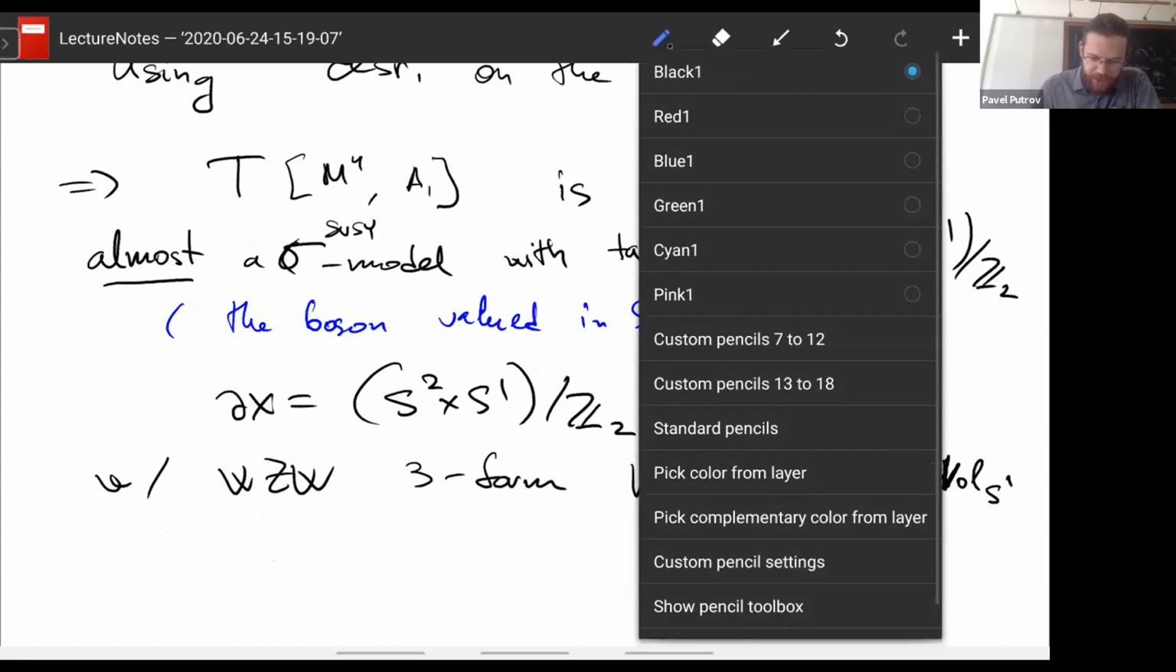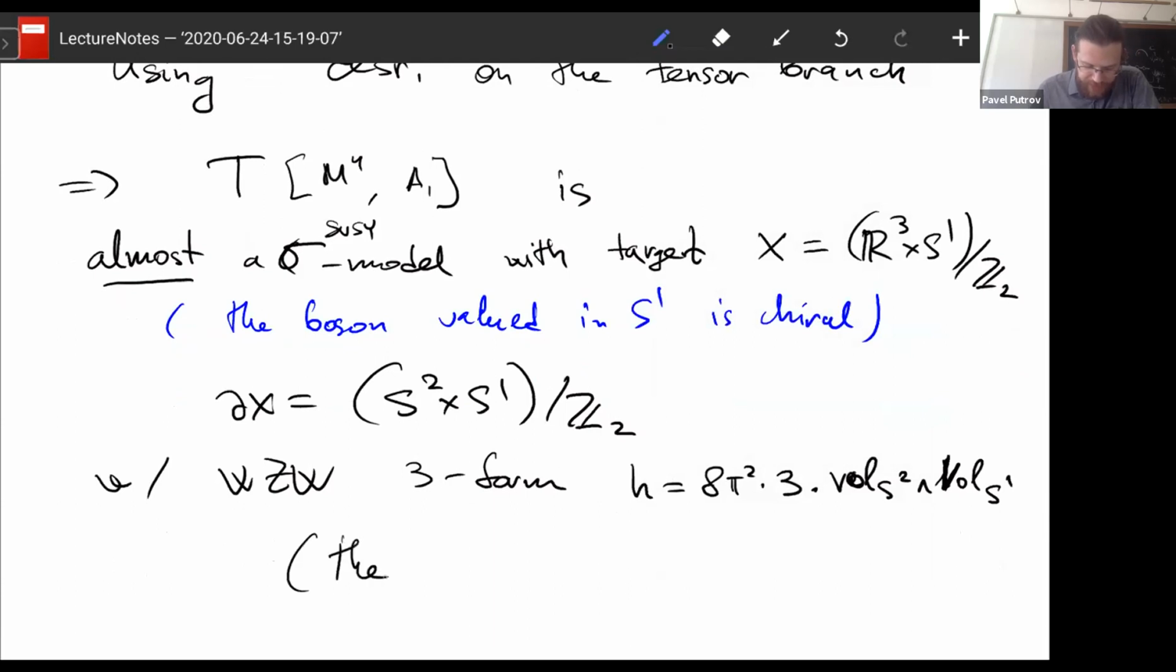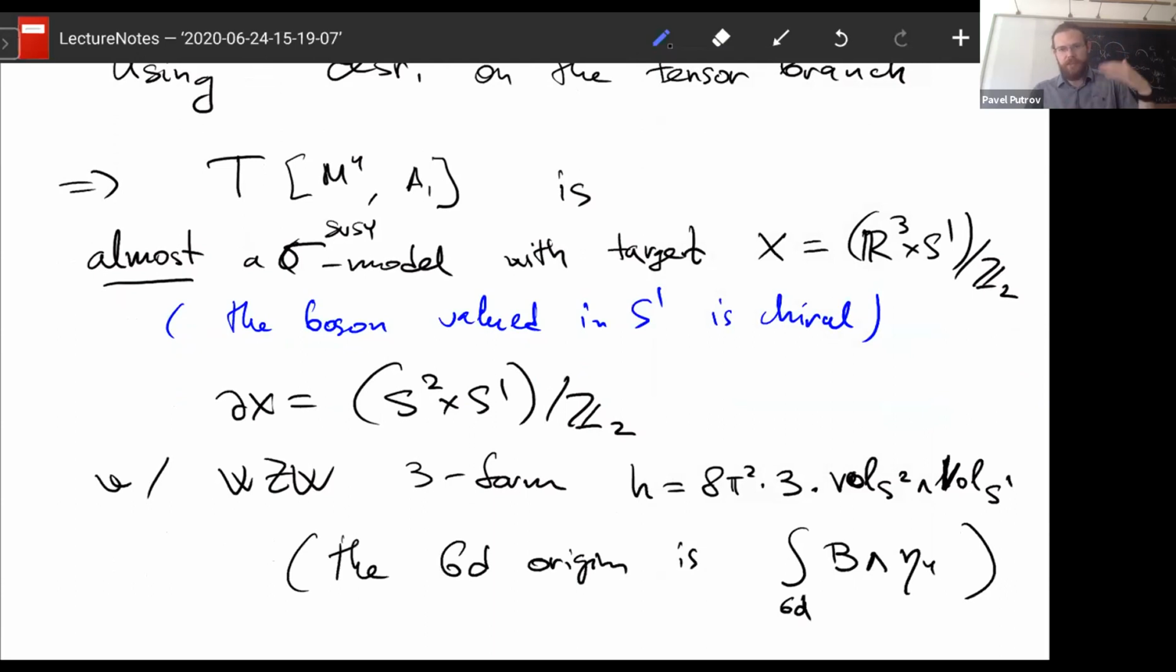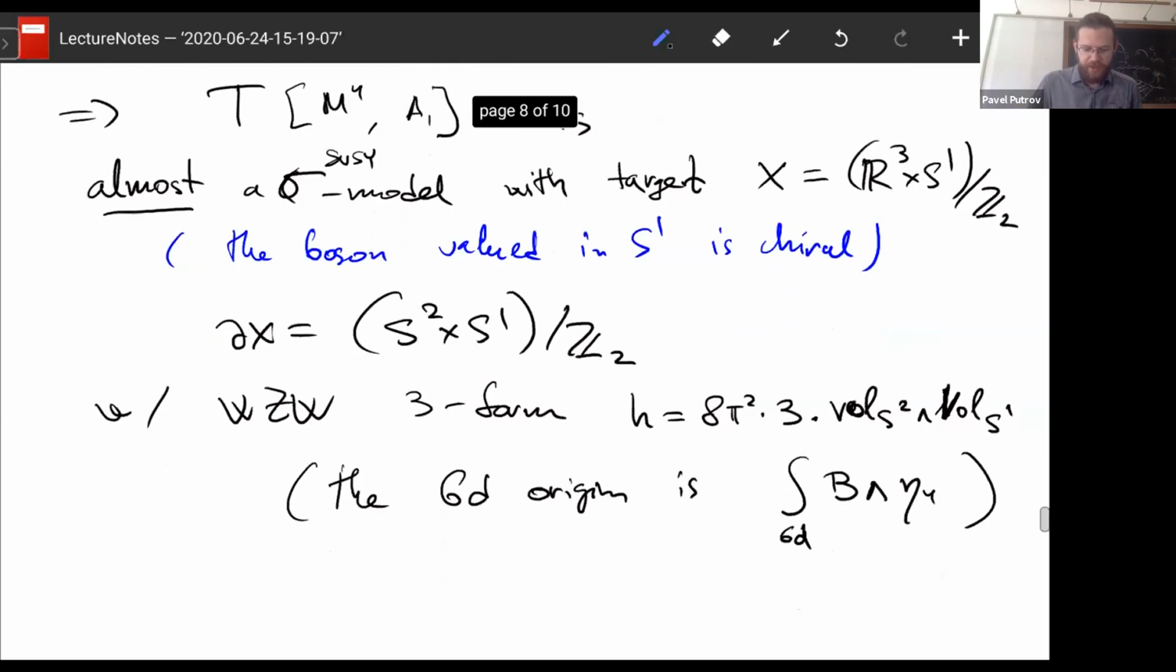And so the origin of this, the 6D origin of this Vafa-Witten 3-form, is the following term in the 6D action. It's a B, which is a self-dual 2-form, which is a part of the tensor multiplet, which you have on the tensor branch, and eta 4 is the analog of the form eta 5, which was constructed from the 6 scalars of 4-dimensional CA, and similarly you can construct this analogous form eta 4 from the 5 scalars of the tensor multiplet.